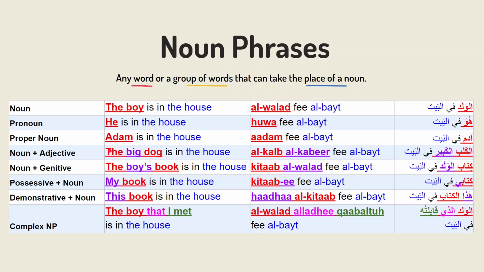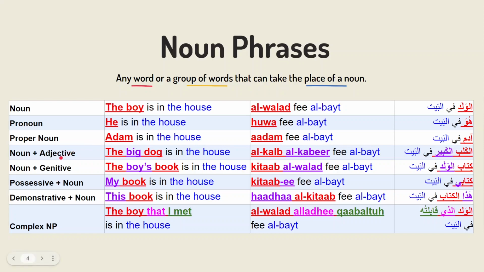And then we can also use a proper noun. So Adam is in the house. آدم في البيت. Also, you find Adam can be used in the exact same grammatical position to do the exact same grammatical role, which is a noun phrase here in the subject position.